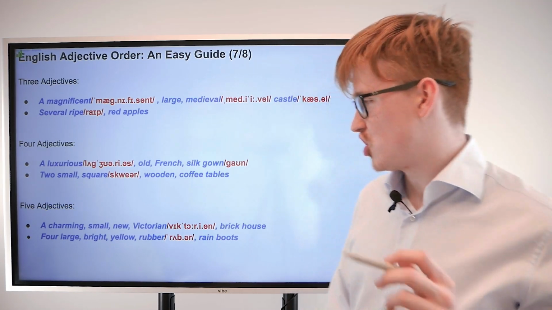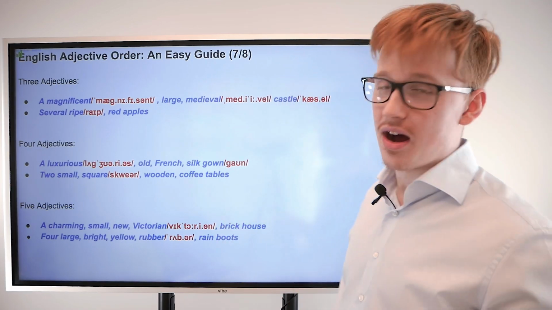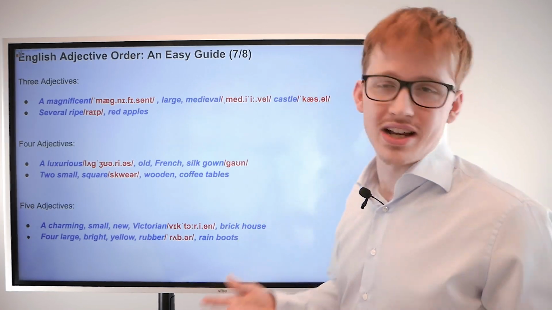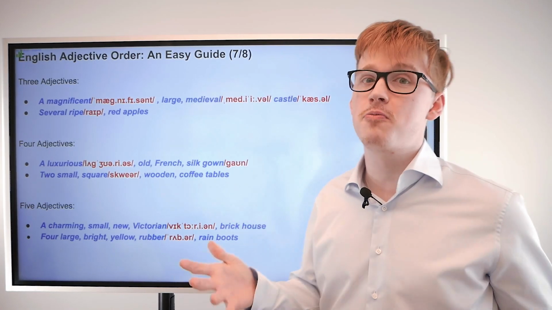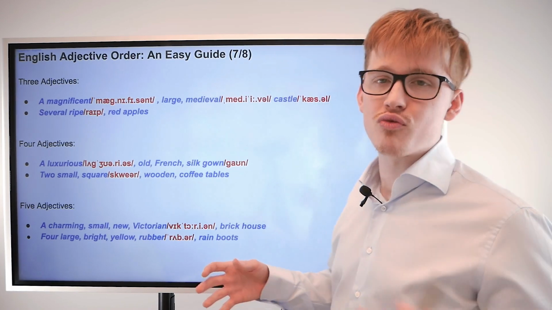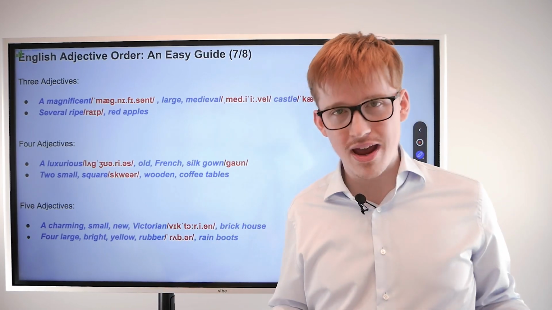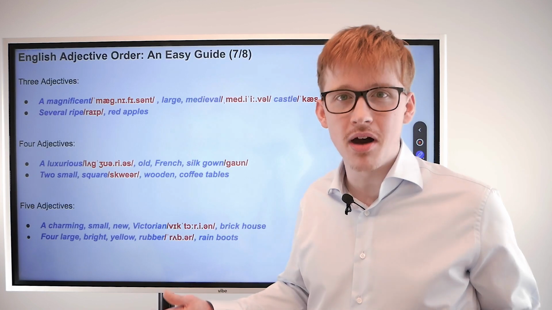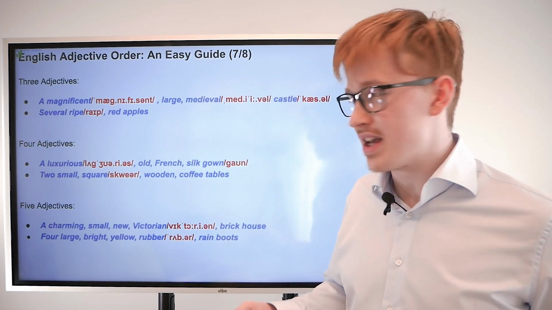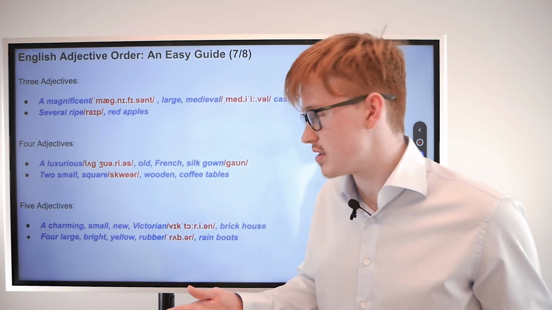And here we have a charming, small, new Victorian brick house. I know that these are very uncommon. We don't commonly use 5 adjectives, one after another, but it's good practice. You know, if you ever do want to describe something like this, and if you're ever reading or writing, it's important to be able to do this because imagine the last book that you read and think about how many adjectives came up. It's very important to be able to use these adjectives in the right order to be able to actually sound very like a native English speaker, you see?